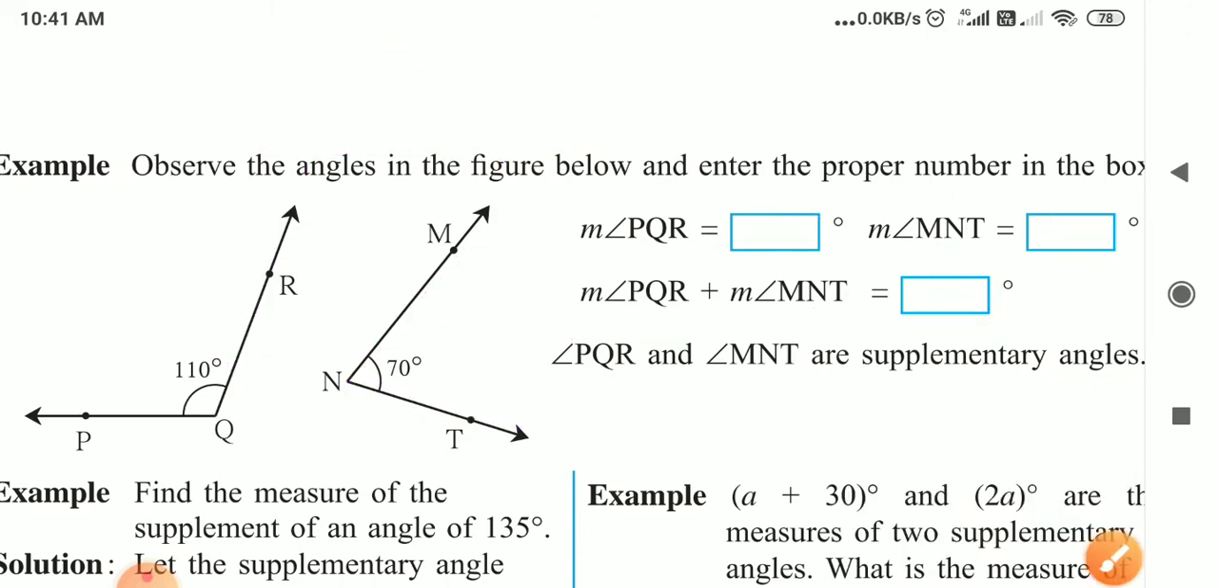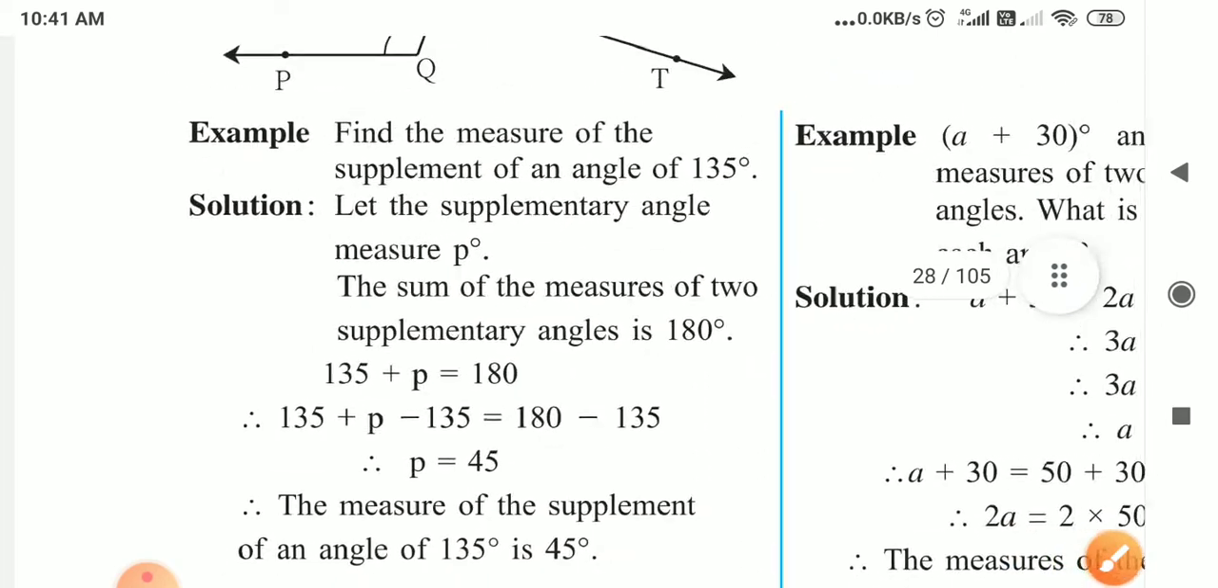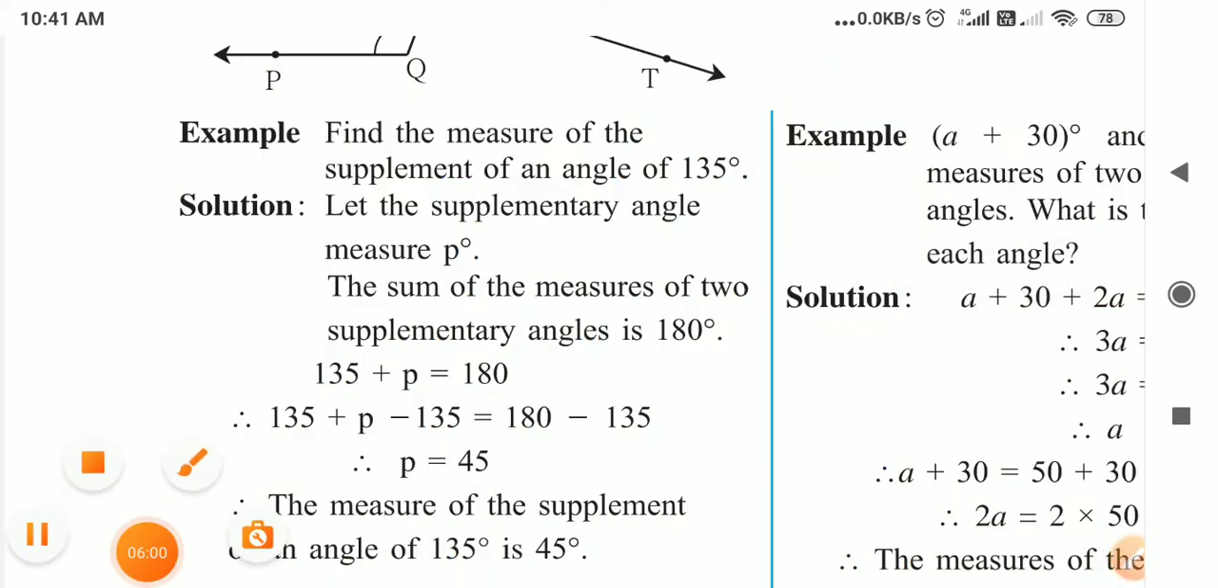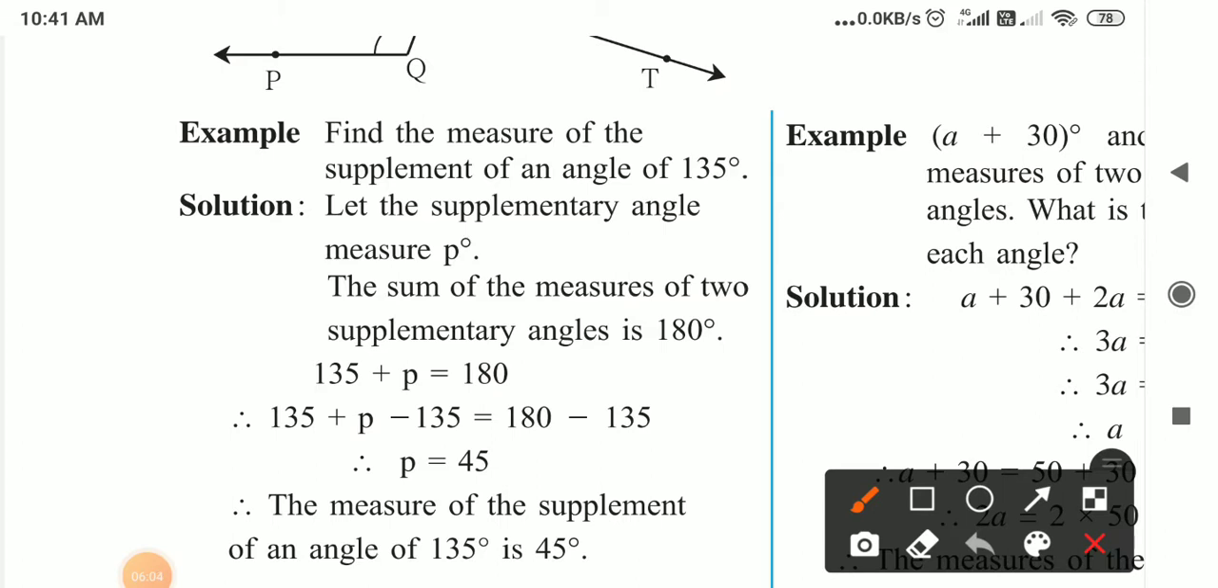Now we will see one more question based on this. Find the supplement of the angle of 135.